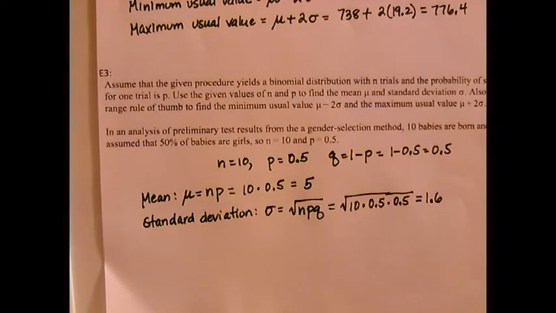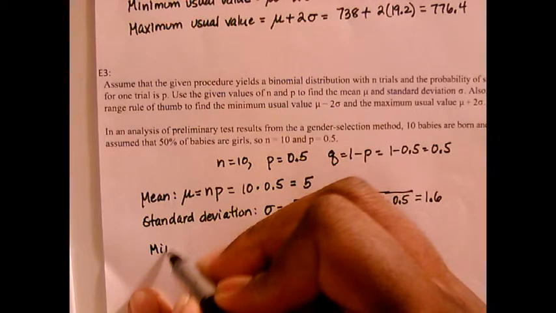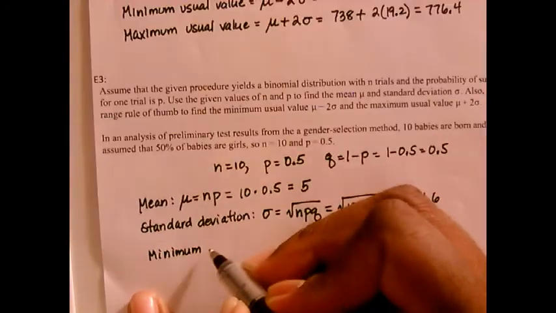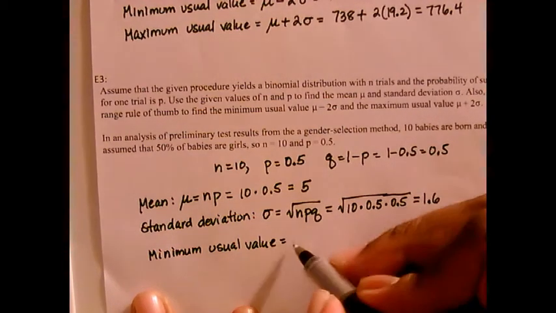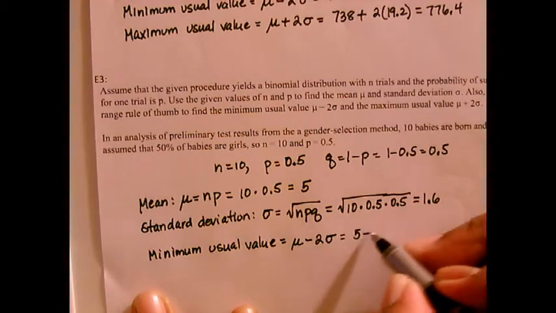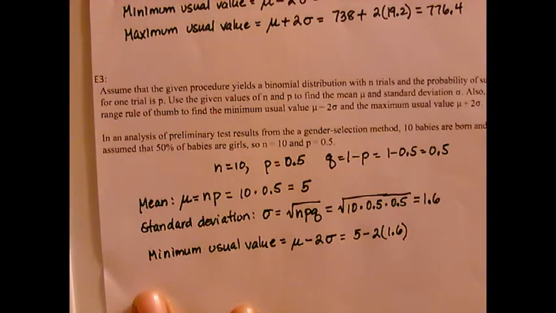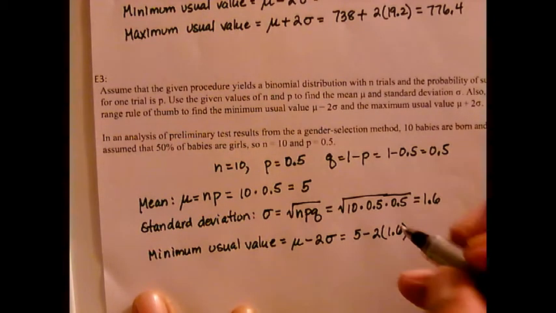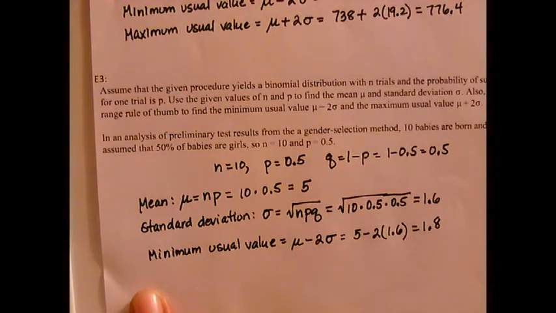And do pay close attention to how many decimal places they ask you to round in the homework as well. So now we want to find the minimum usual value and the maximum usual value. Your minimum usual value, that's always going to be mu minus 2 times sigma. And mu was 5 minus 2 times sigma, which is 1.6. So 5 minus 2 times 1.6 will be 1.8. So the minimum usual value will be 1.8.